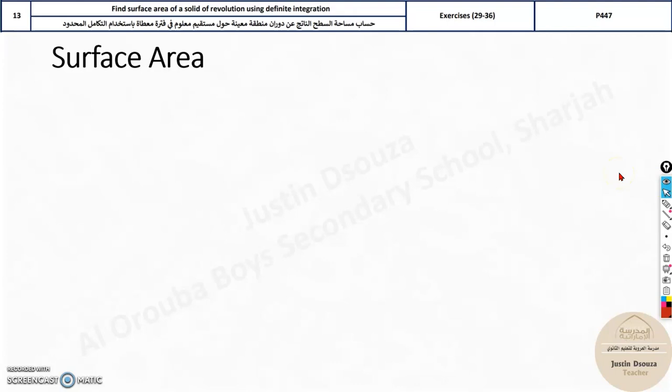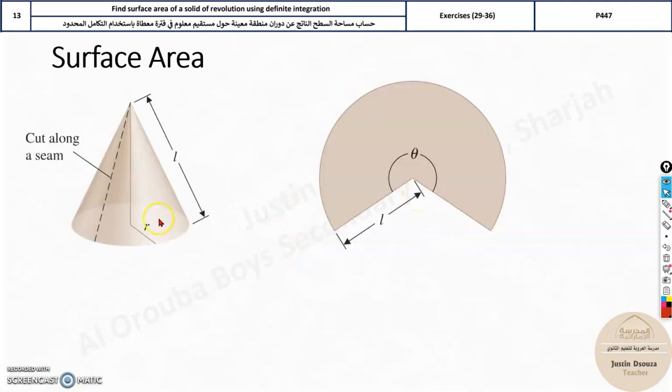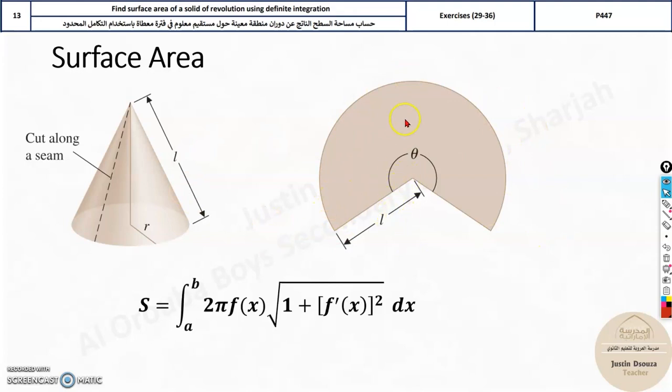The 13th topic is on the surface area, where we need to find the surface area for a solid. Now using definite integration. This is a very simple one, provided we use a simple formula. Now, for example, if you want to find the surface area of this, all you need to know is this formula. Now, this is already derived. You have to just substitute this and solve it. So you do not need to break your head on the derivation for now.